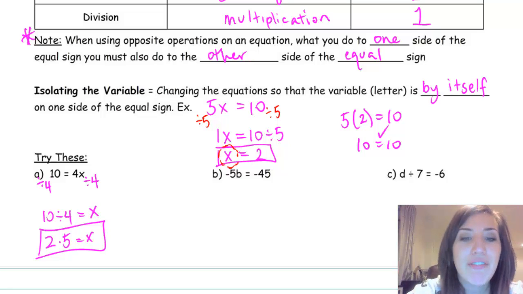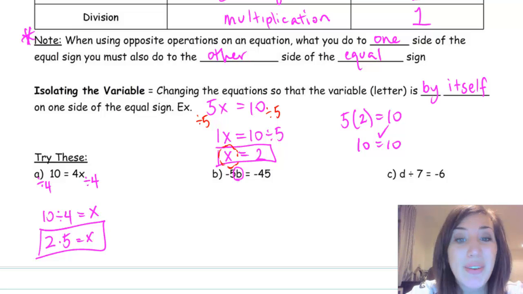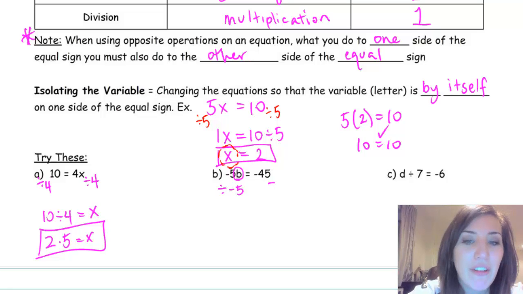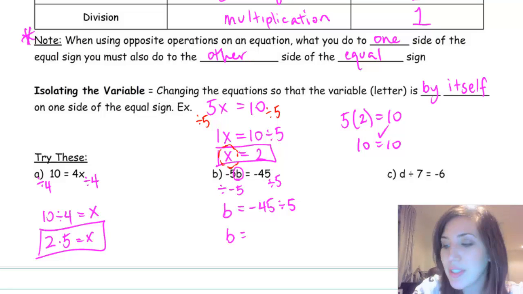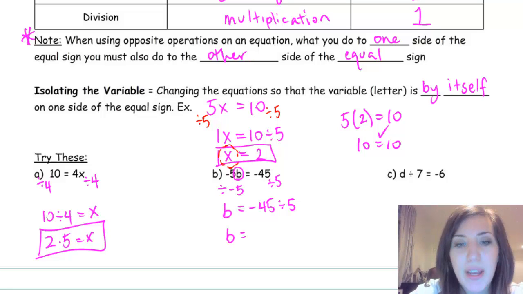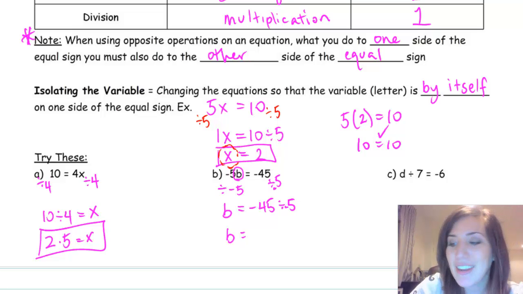The next one, negative 5b equals 45. So we want to get this b all by himself. So what are we going to do? Well, right now he's times negative 5, so let's divide by the negative 5. So now you just have 1b, and that equals negative 45 divided by that 5. So b equals negative 45 divided by, oops, this is a negative 5. I already messed up there. So make sure you put negative 5.